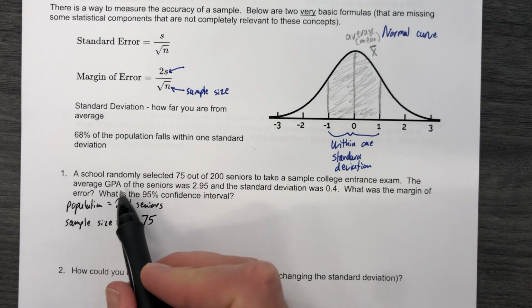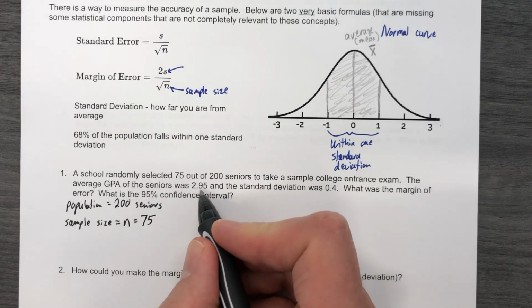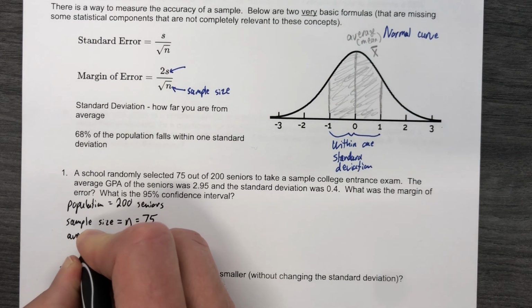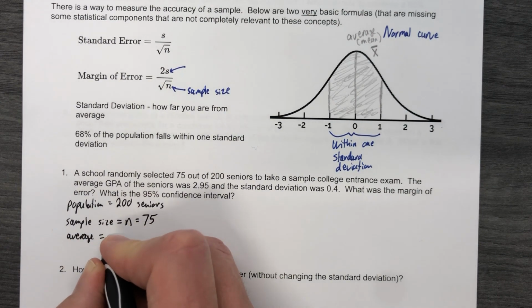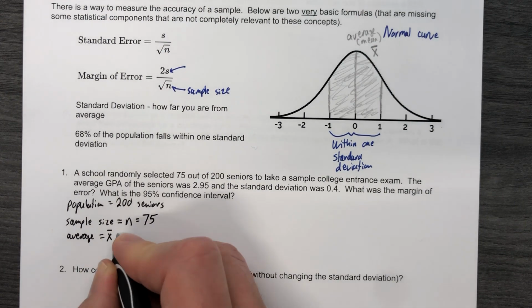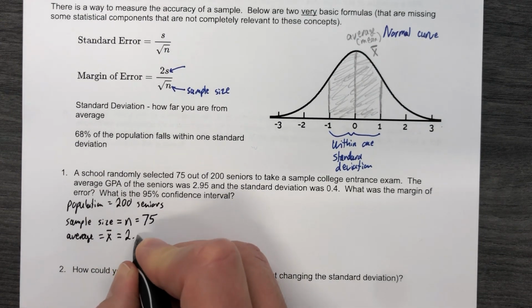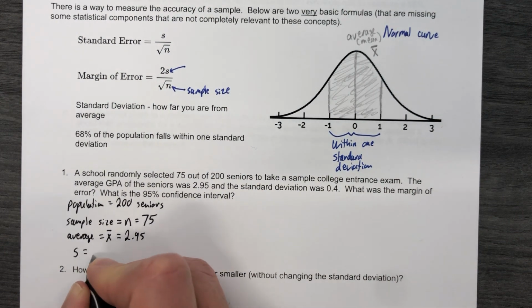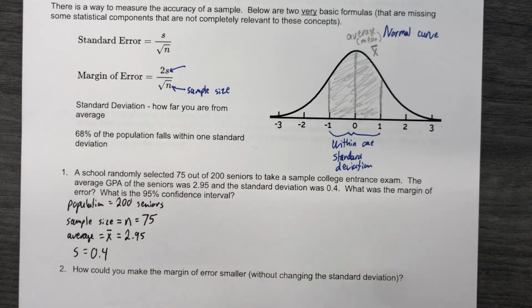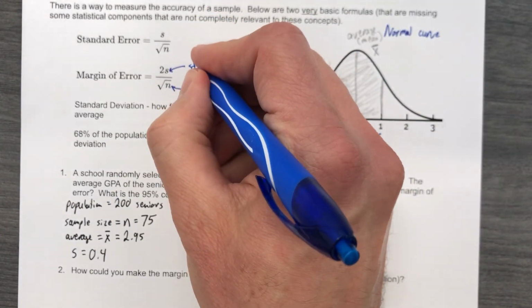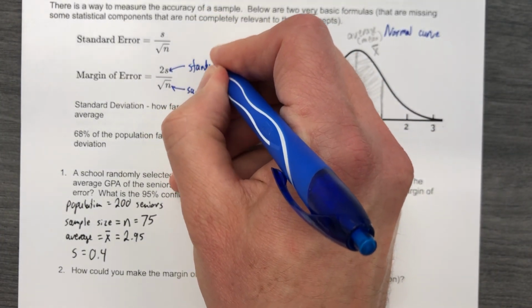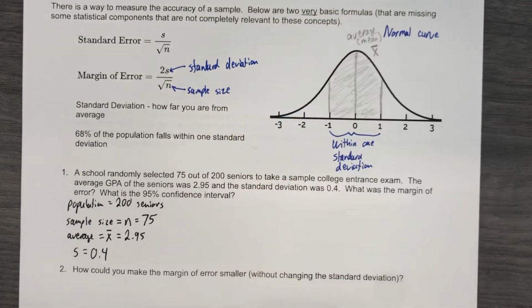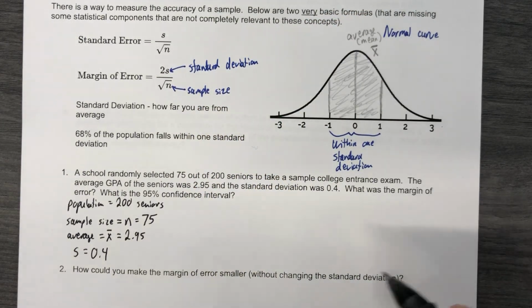The average GPA of the seniors was 2.95. Okay, so the average, you can call it average, you can call it mean, you can call it X bar, is 2.95. And the standard deviation, that's S, is 0.4. Okay, so that's good to know. This is standard deviation. What was the margin of error?